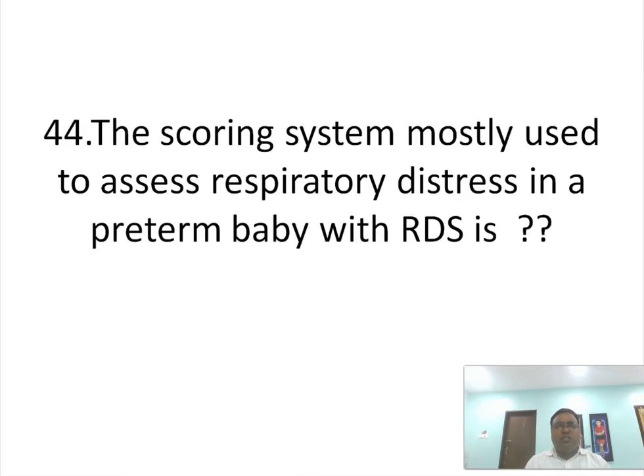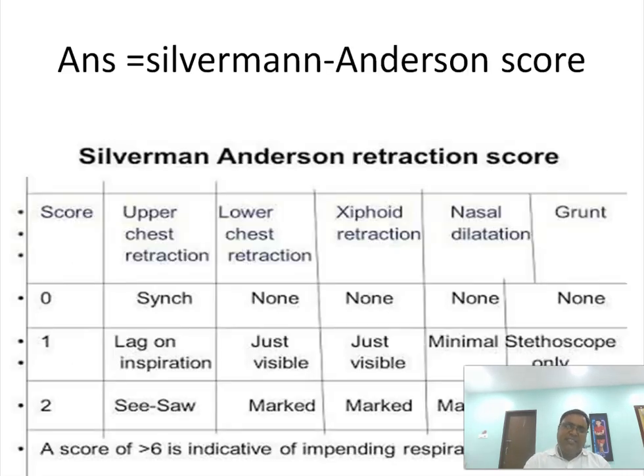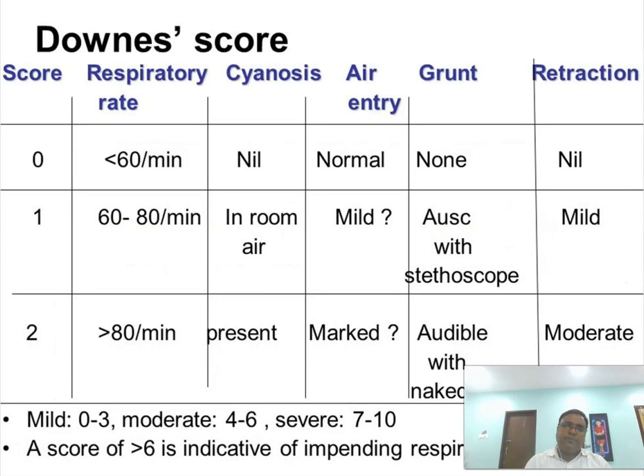The scoring system mostly used to assess respiratory distress in a preterm baby with RDS is the Silverman-Anderson scoring. What are the criteria? Upper chest retraction, lower chest retraction, xiphoid retraction, nasal dilatation, and grunting. This is scored as 0, 1, or 2. If the score is more than 6, it is indicative of impending respiratory failure.